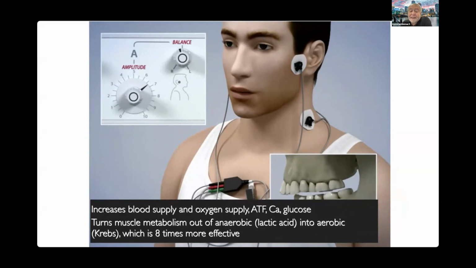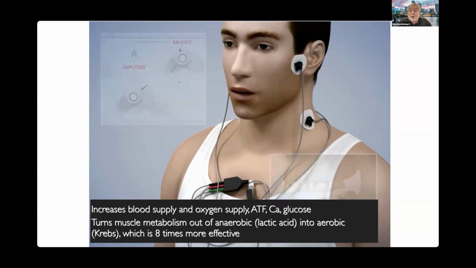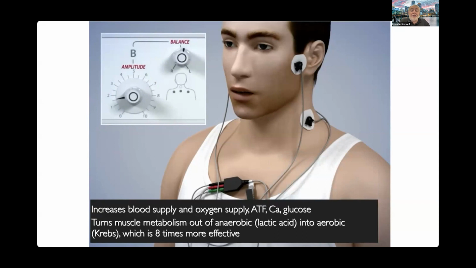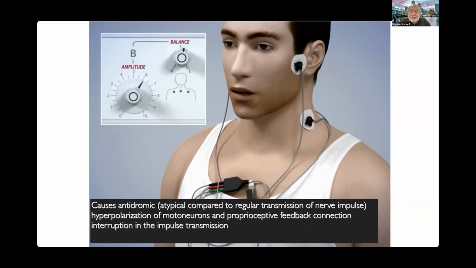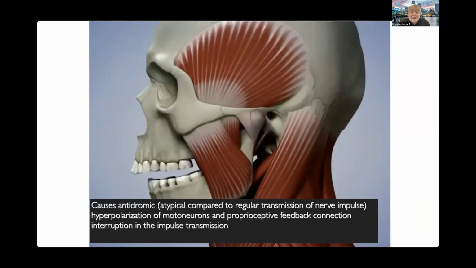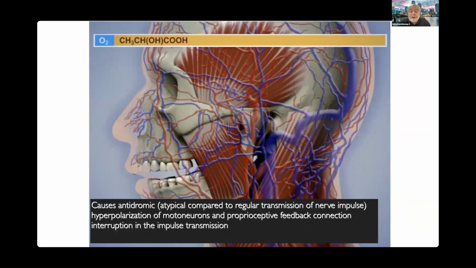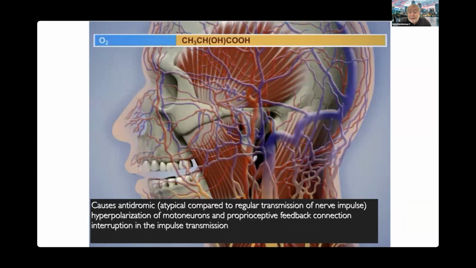It increases the blood supply and oxygen supply, also ATP, calcium, and glucose. It turns muscle metabolism out of the anaerobic process, which is lactic acid, into the aerobic Krebs cycle, which is 8 times more effective. And also it causes atypical, compared to the regular, transmission of nerve impulses: antidromic hyperpolarization of motor neurons and proprioceptive feedback connection interruption in impulse transmission.